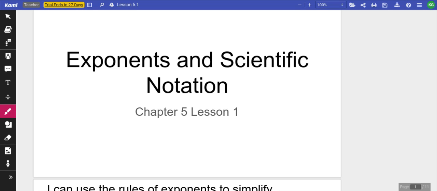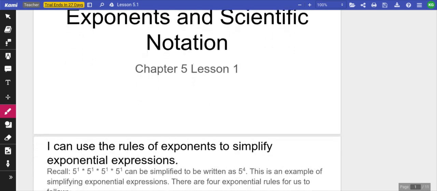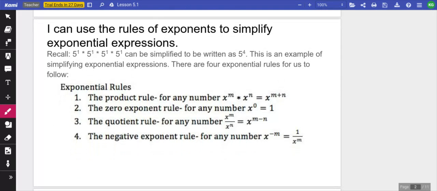Chapter 5, Lesson 1, Exponents in Scientific Notation. Go ahead and pause here and take the notes over exponential rules.